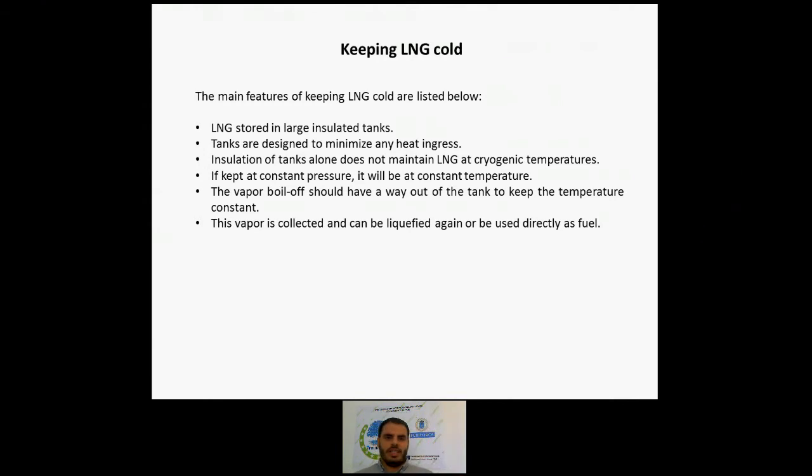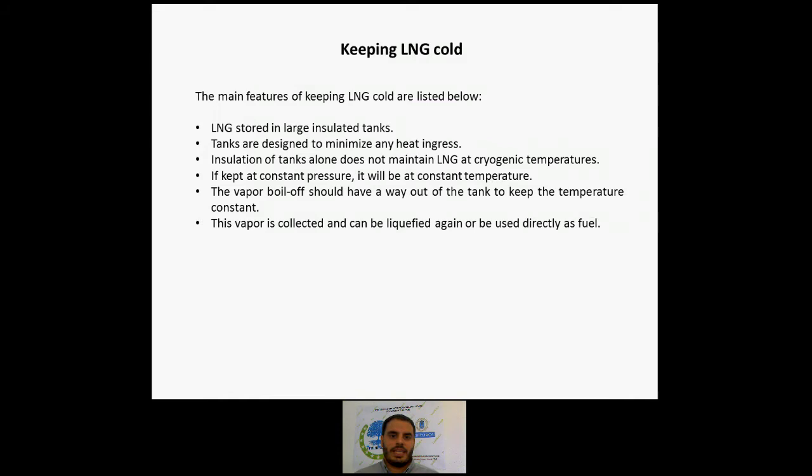Well, LNG is stored in large isolated tanks that are designed to minimize any heat ingress. The insulation of the tanks, as efficient as it is, does not keep the temperature of LNG at cryogenic temperatures by itself. LNG will stay at near constant temperature if it is kept at constant pressure. So this phenomenon is called auto-refrigeration.